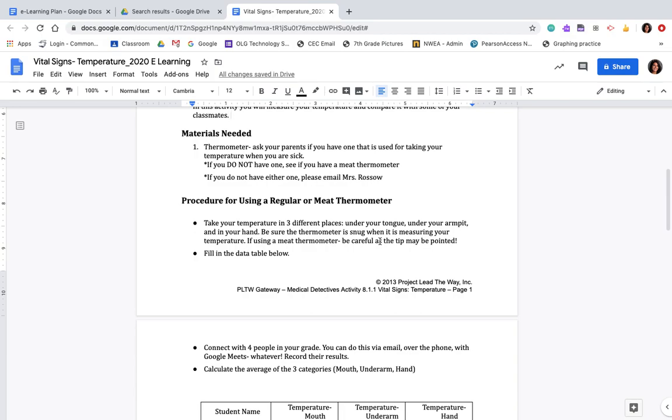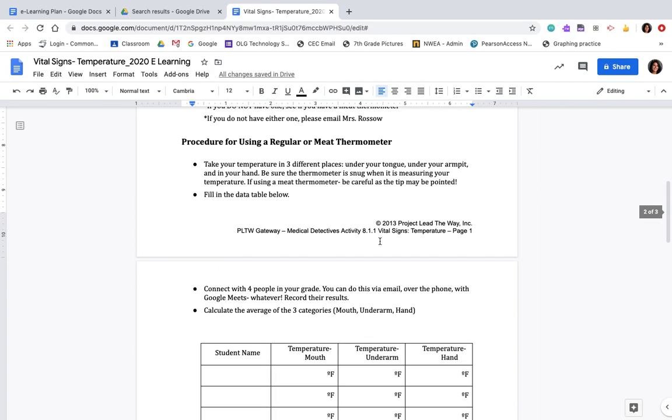Be sure the thermometer is snug when you're measuring your temperature. So if it's under your arm, make sure that it's tight against both your arm as well as your chest. And when it is under your tongue, make sure your tongue is pressing down on it to hold it in place. If you're using a regular thermometer and it's digital, chances are it will beep when it's done. If you're using a meat thermometer, you might just have to watch the temperature, and then when it stops moving, that is the temperature.